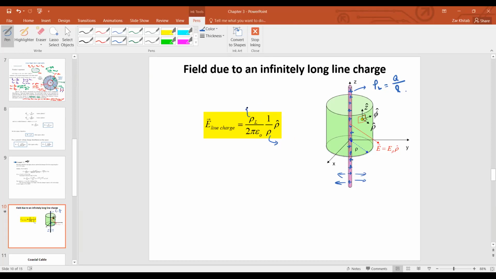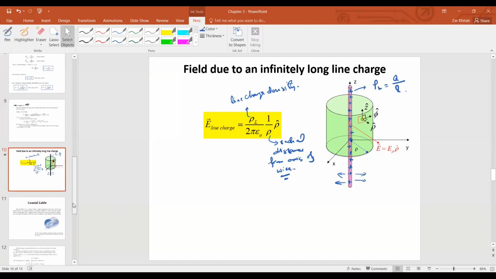Rho is the distance, rho L is the line charge density, and rho is the radial distance from the axis of the wire. Okay, so the electric field due to a line of charge is inversely proportional to its distance, right? So that was the thing which we were working on previously.